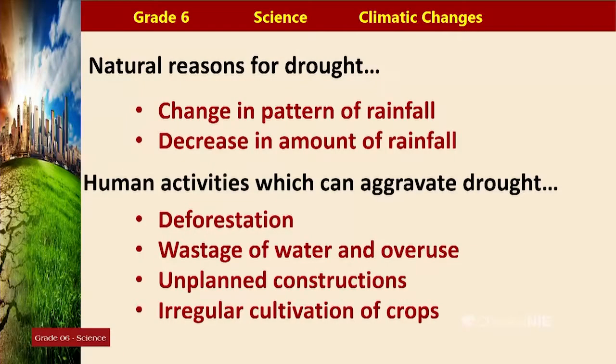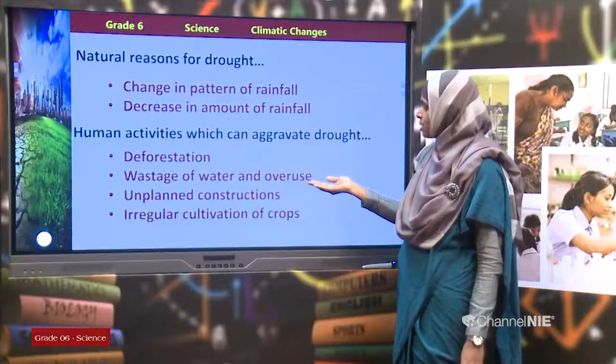And what can be the human activities which aggravate the drought? As I said, natural disasters are due to changes in nature, but human activities can aggravate and increase the condition. What are these activities? Deforestation, cutting down forests, wastage of water and overuse of water. We waste a lot of water, even without a conscious thought. Even for a small purpose, we waste a lot of water.